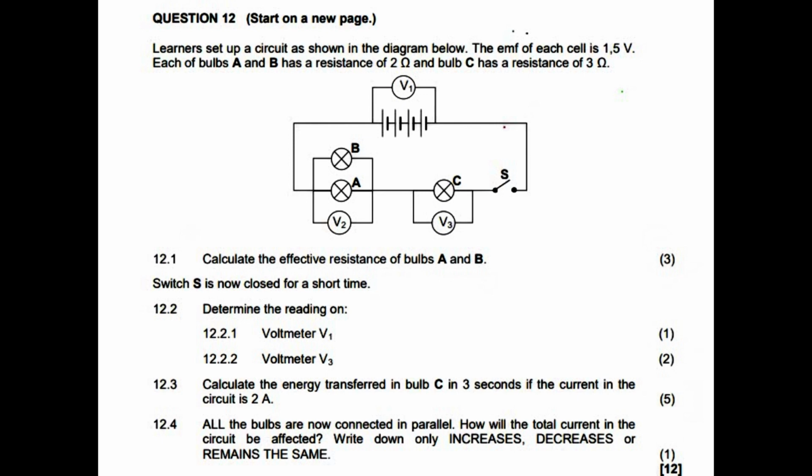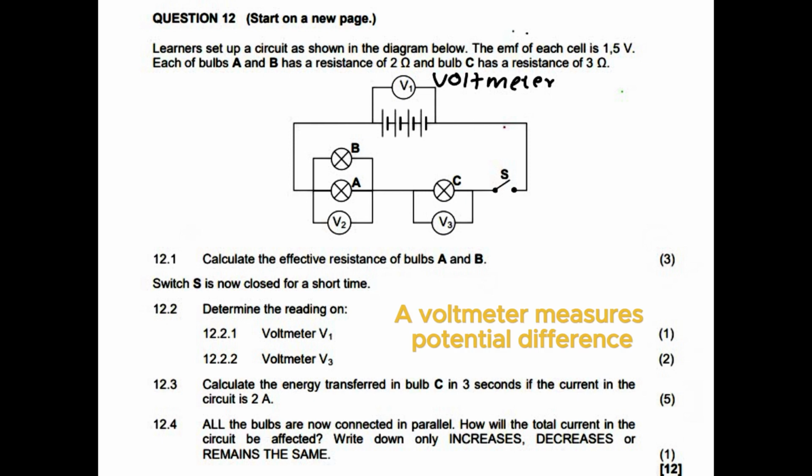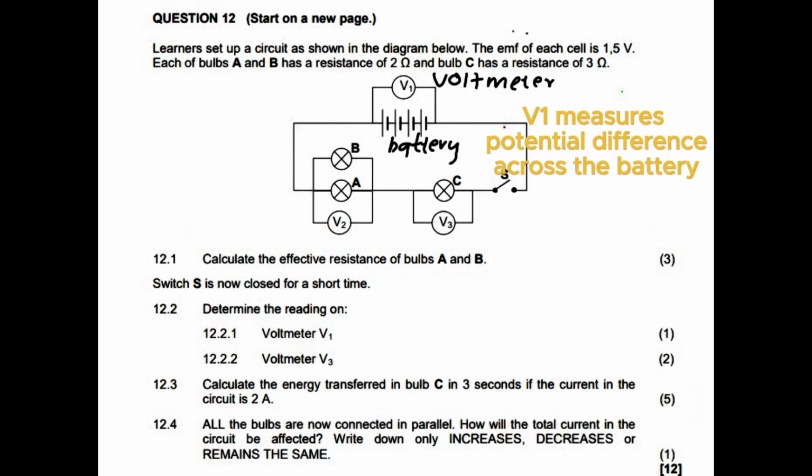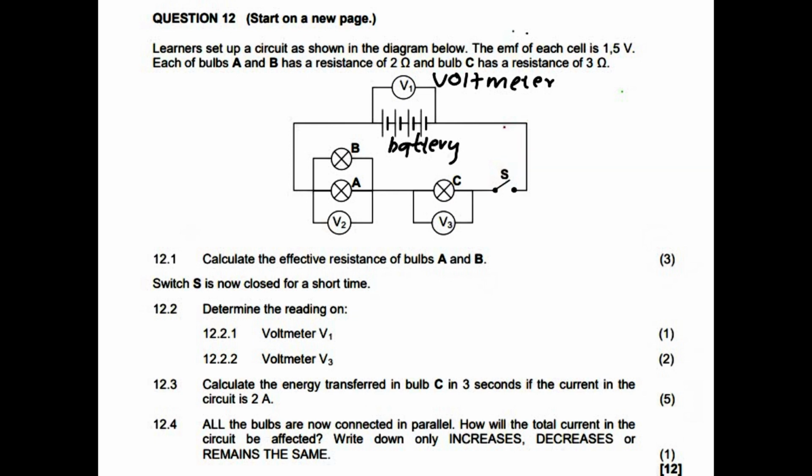We have a voltmeter. So this is a voltmeter, labeled V1. A voltmeter measures potential difference across a circuit element that it is connected to. So this voltmeter is connected to a battery. So this is a battery. And it means that this voltmeter V1 is going to measure the potential difference across this battery.